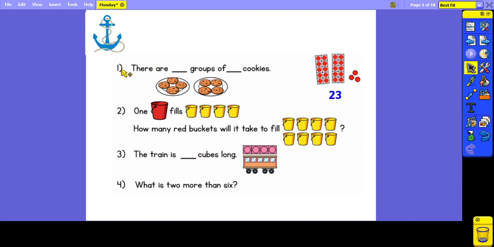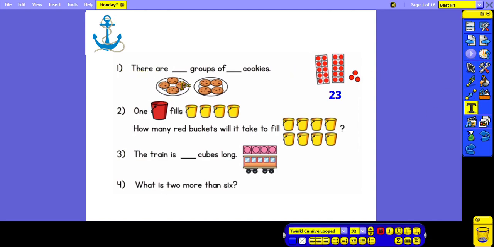Question 1, there are 2 groups of 1, 2, 3, 4 cookies.